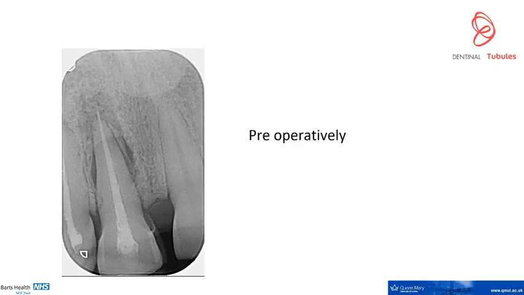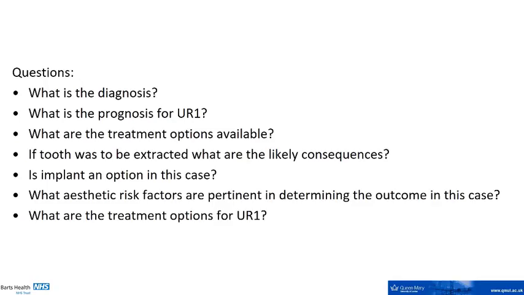If this case presented to you, what would be your diagnosis? What is the prognosis for the upper right central incisor, and what are the treatment options available? If the tooth was to be extracted, what are the likely consequences? Is implant an option in this case, or would you aim to save this tooth? What aesthetic risk factors are pertinent in determining the outcome in this case? What are the treatment options for the upper right central incisor? Have a bit of a thought here.